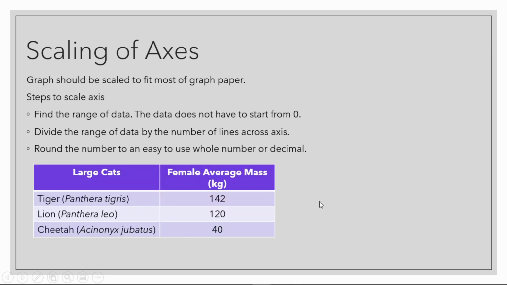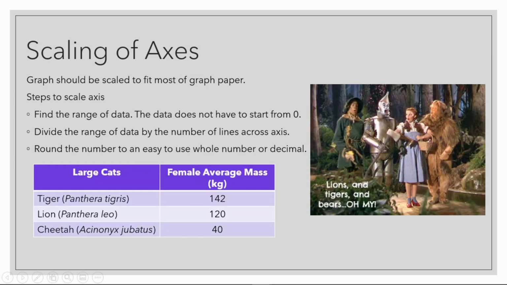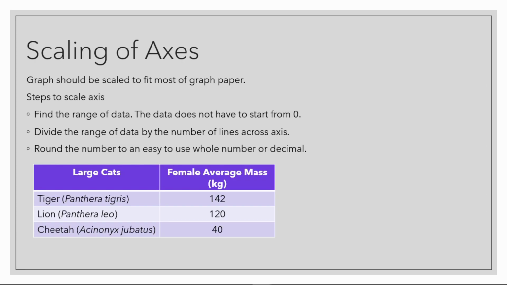So for example, here's some data. The other night I was watching a video on different large cats and how they were different from each other. And one of the things mentioned was the size. So I looked up the female's average mass of each of these large cats. And now I'd like to make a plot of them. So what type of graph should I use in this case? Well, because the independent variable is the large cats, the best graph for this would be a bar graph, because there's no quantitative variable here as the independent variable.